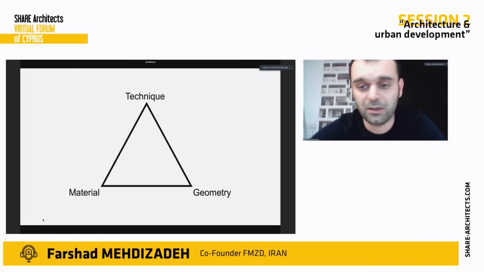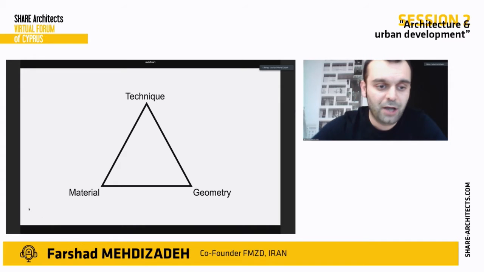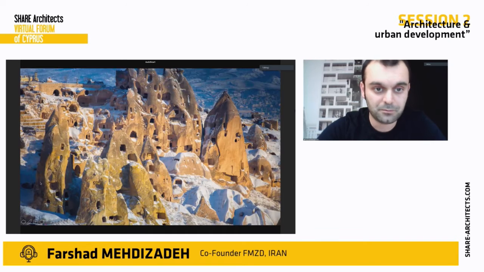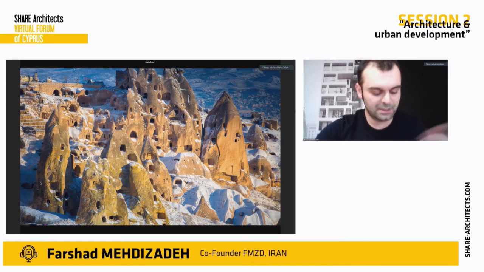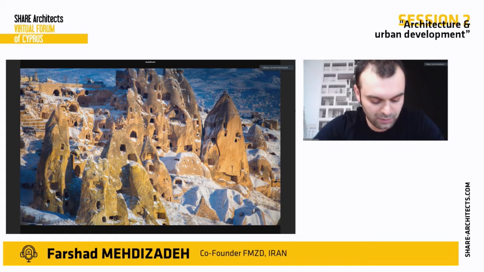This is a triangle. Each corner is a technique, material, and geometry. I call this responsive triangle. It means that material has a character, and if I give you a piece of stone and say fold it, you cannot do that because the technique doesn't support it by the material, and you cannot fold the stone. Folding not supported by stone.